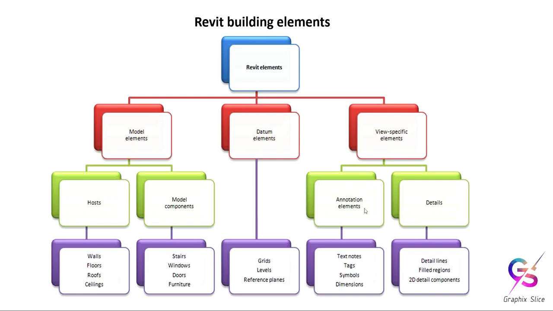Next, view specific elements. In that we have two types, annotation elements and detail elements. In annotation we have text, tags, symbols, dimensions, all those things. Annotation means detailing by using text just to describe your project. And the last one is details. In details, we can represent detail lines and fill regions like hatch and all other things. This is about building elements.